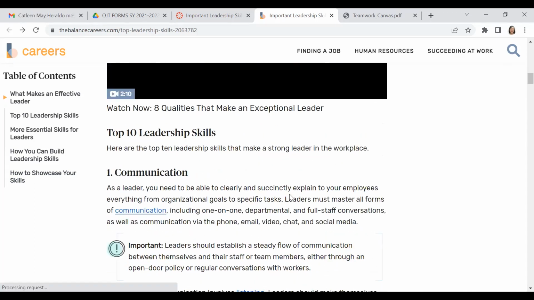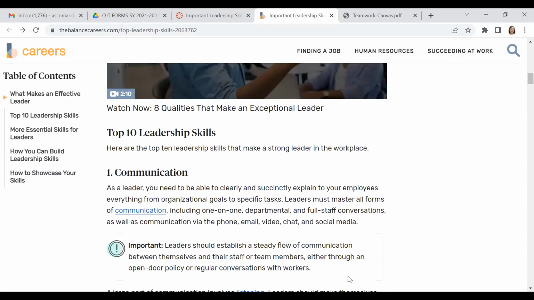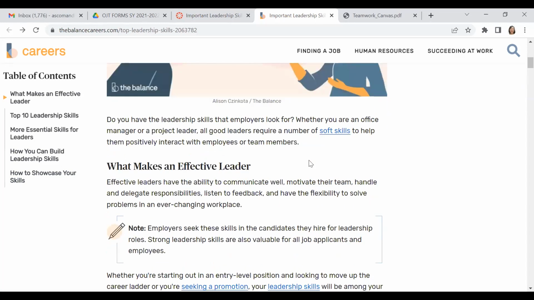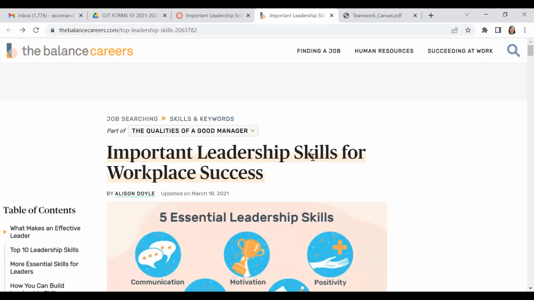And just to summarize what we've done today, we've had the OJT portfolio recap, the different requirements that you have to comply with. And you also had your management and leadership lesson, the leadership video. After that, you have your teamwork. And after the teamwork, the top 10 leadership skills that are required and what companies are really looking for.